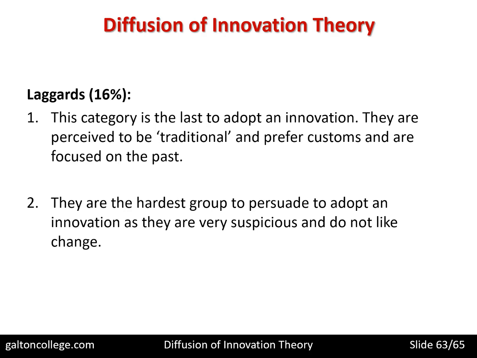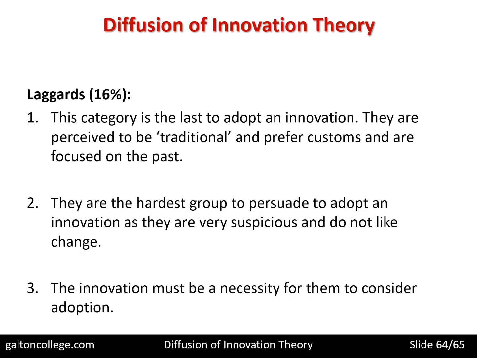They're the hardest group to persuade to adopt an innovation, as they're very suspicious and don't like change. They don't want to change very easily. The innovation must be a necessity for them to consider adoption. They'll only take it on if they really have to. Otherwise, they'll just leave it. They'll leave it for as long as they can. If they have to take it on, they will buy it. But otherwise, that innovation does not mean anything to them.